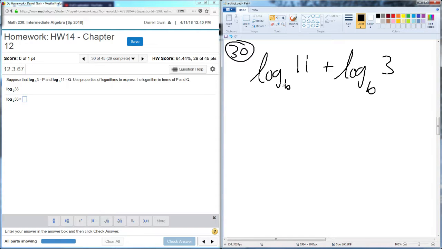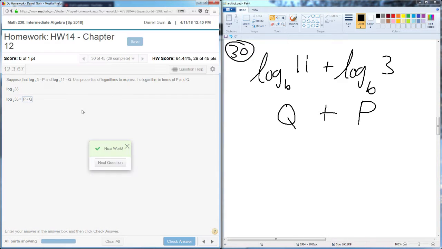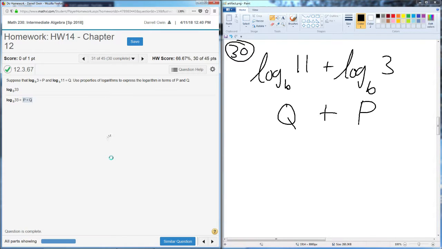Now log base b of 11 is q. Log base b of 3 is p. So p plus q or q plus p. Let's put it in alphabetical order. P plus q. There it is. That was an interesting one.